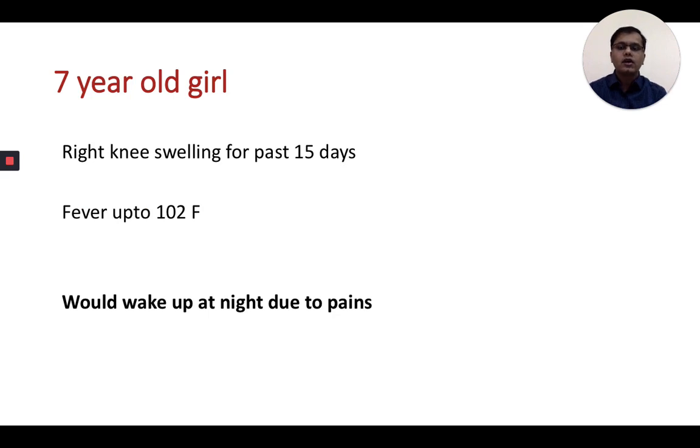Case number 1: a 7-year-old girl presented to us with right knee swelling for the past 15 days. She also had high-grade fever. So we thought this is probably monoarthritis. But then this girl would wake up at night due to pain, which looked very odd for any child with arthritis, waking up in the middle of the night with severe pains.